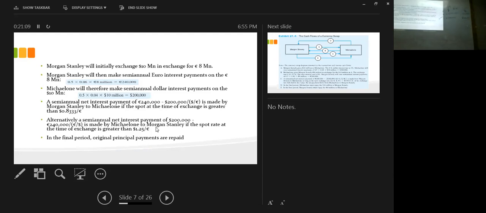You can't just subtract, because it's in different currencies. 240 minus this, using the exchange rate. If the spot rate at the time is... So this exchange rate, 0.8333, is the exchange rate that will exactly equate the payments. You can check it. How much euro is 200,000 US dollars at 0.833?